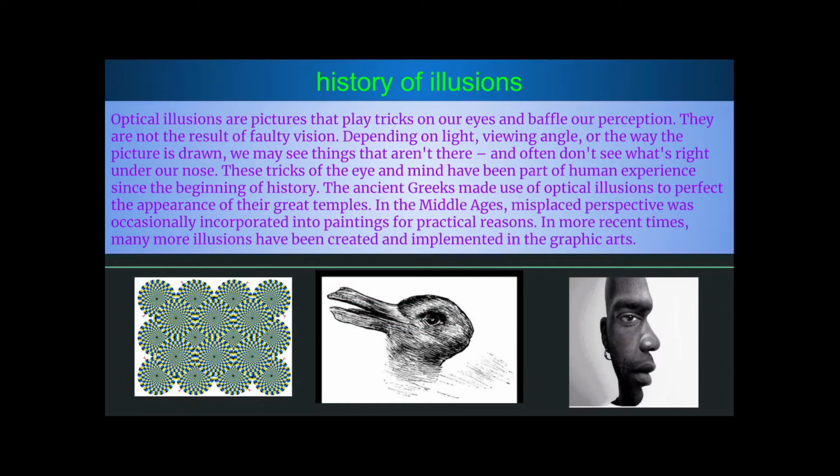Optical illusions are pictures that play tricks on our eyes and baffle our perception. They are not the result of faulty vision. Depending on light, viewing angle, or the way the picture is drawn, we might see things that aren't there.